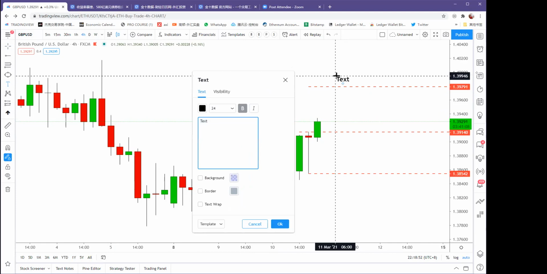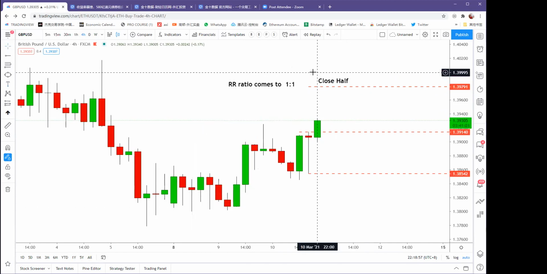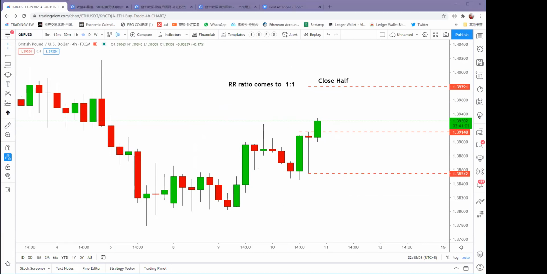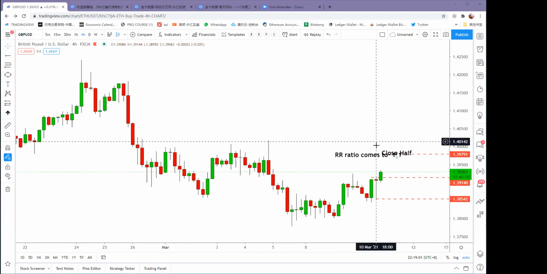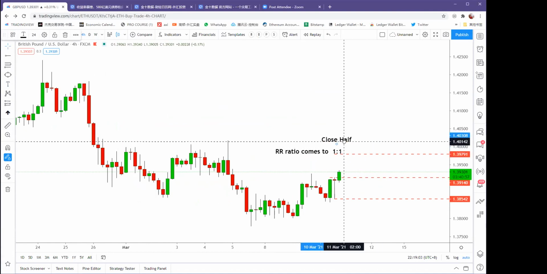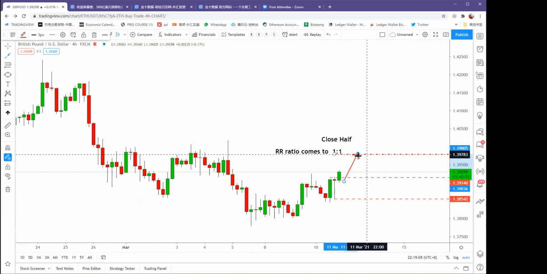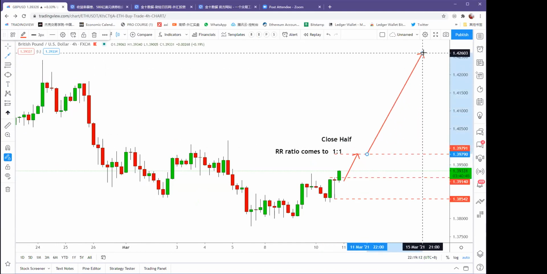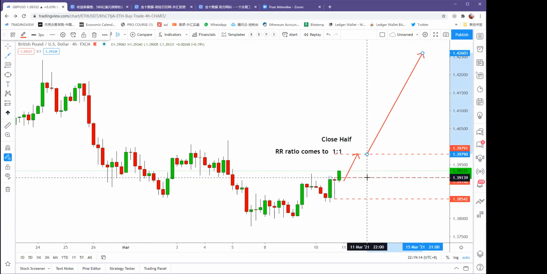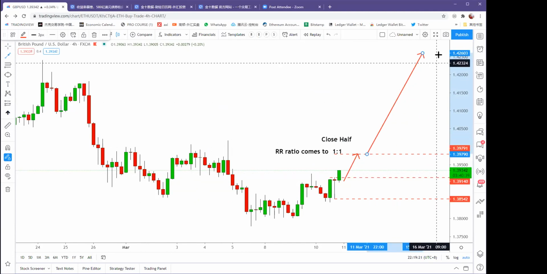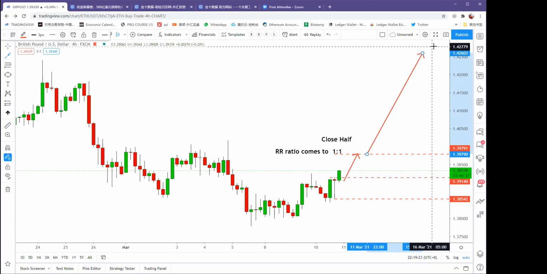Close half. And then what happened to the remaining half? What can you do? Yeah, you can just trail the trend. It goes here, I already have a risk-free trade. If the price continues to rally, the trade here will be totally risk-free, and that's why you can hold it for an even longer time, for even longer profit room.